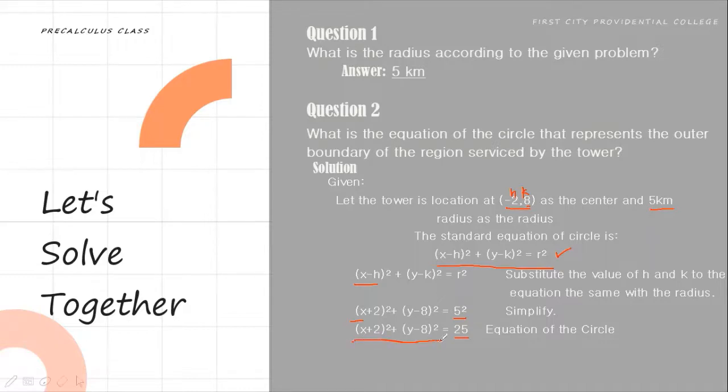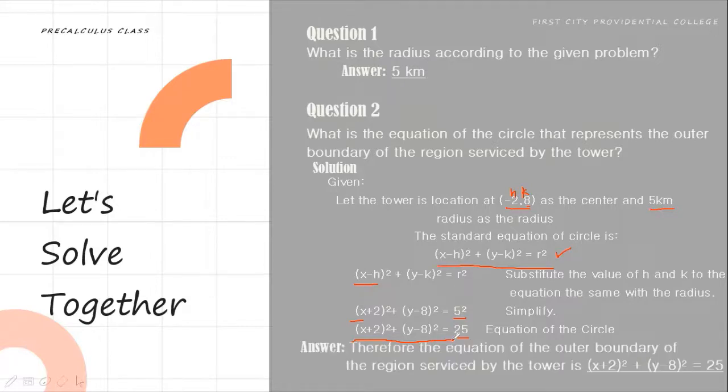Okay, so we will just substitute all the given, then we will just simplify the radius, or the r squared. So in problem 1, the equation of the circle is the quantity of (x plus 2) squared plus (y minus 8) squared equals 25. Okay, let's have another example.